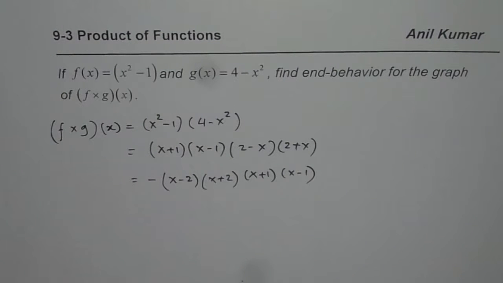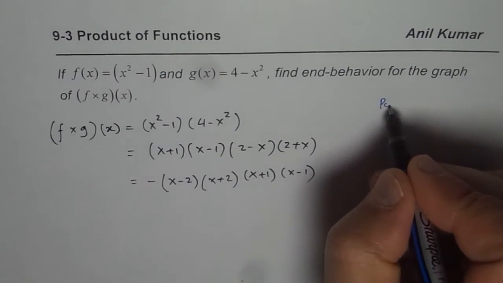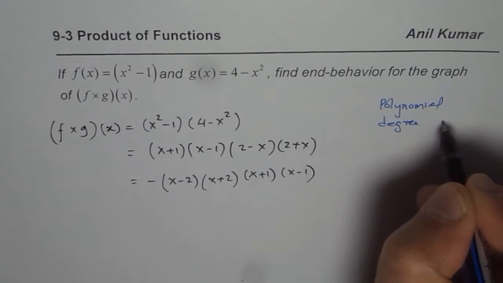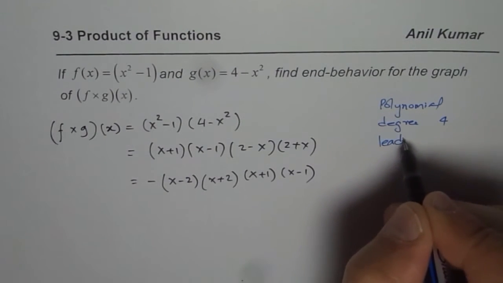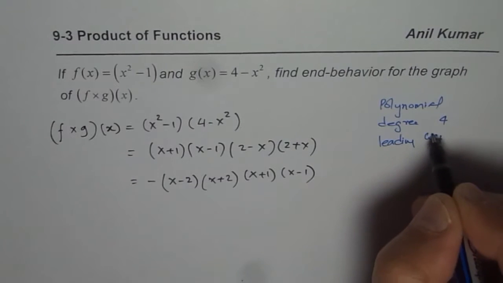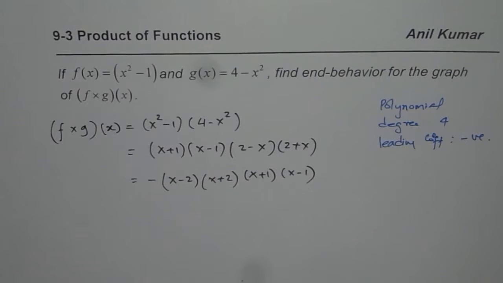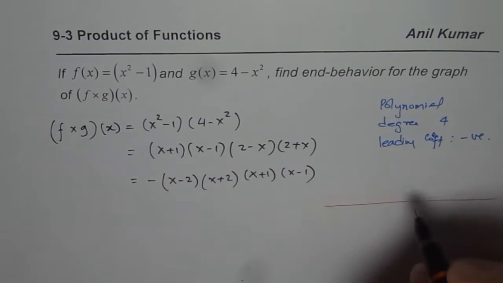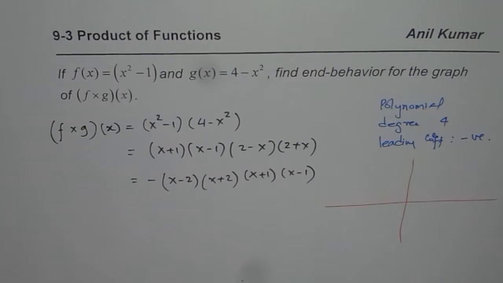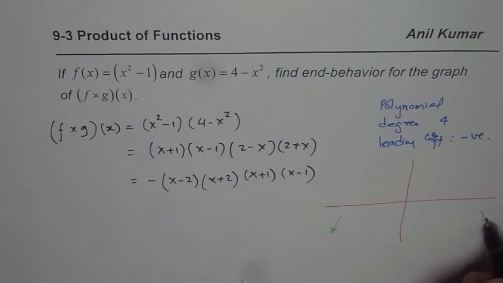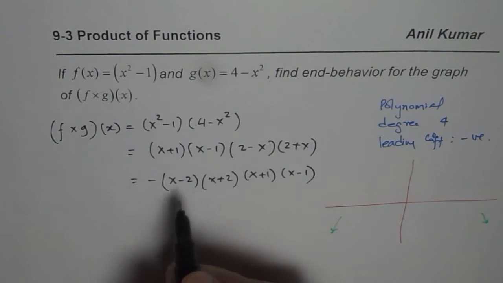Now what you notice here is that we have a polynomial, right? So it is a polynomial. Degree is how much? The degree is 4. And what is the leading coefficient? The leading coefficient is negative. Do you see that? So from here you know the end behavior. If I have to sketch this function, then the end behavior is going to be both sides down. Do you see that? Both sides down.